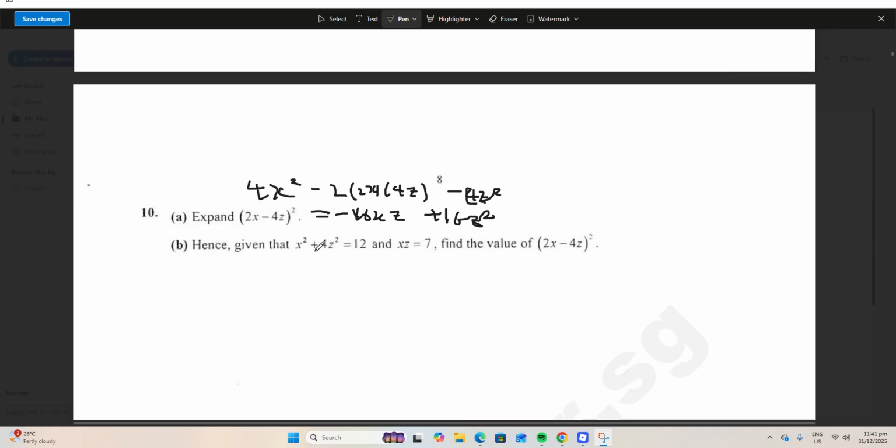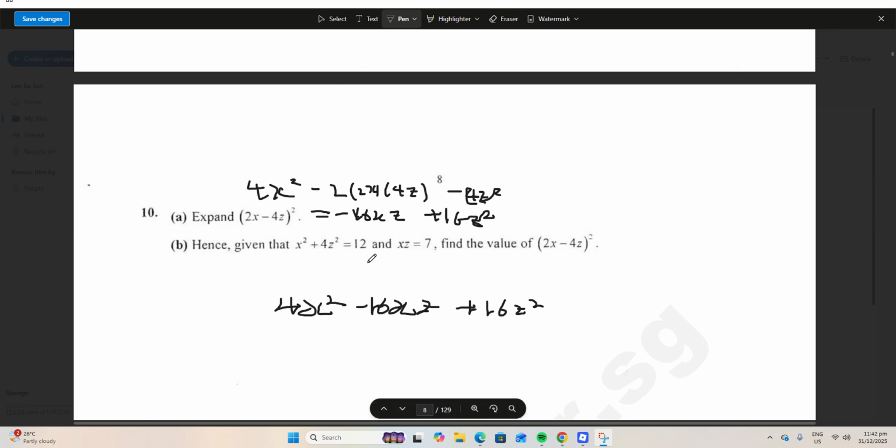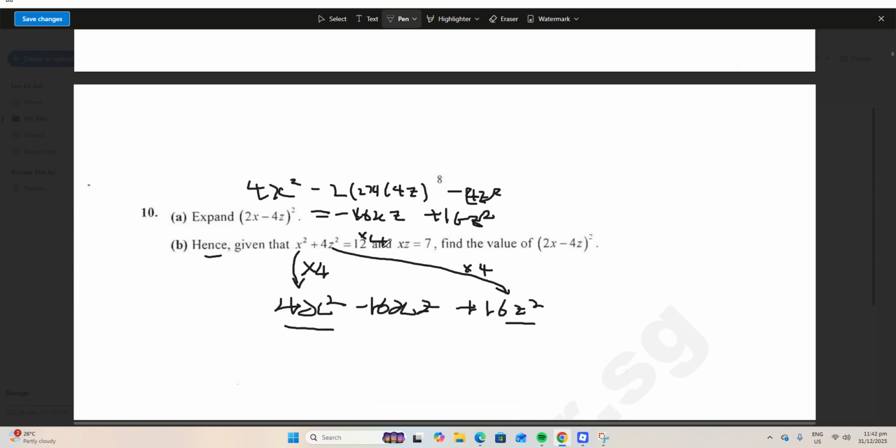Okay, hence, given blah blah blah plus this blah blah blah, find the value of this. So let's expand it out. I'll write it out. This is the expanded one. Because they use 'hence', you must use the answer in part A, so you must use the expanded version. When you expand it, it becomes like that. You notice there's an x squared plus 4z squared, right? So you see this x squared plus 4z squared, and you see x squared z squared. What's the difference? Times 4, and over here also times 4. So over here was times 4 also. 12 times 4.